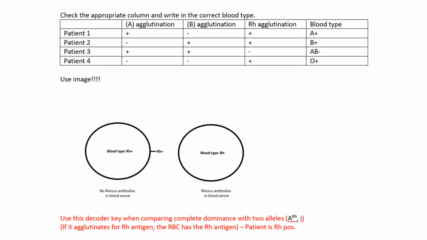Then finally, you should make sure you know how to do the RH agglutination portion of it. It's the same concept. If it agglutinates for RH antigen, the red blood cell has the RH antigen, then that patient will be RH positive. So if you understand how to do A, B, and O blood typing, this RH factor or antigen is very similar. It's just a different molecule.